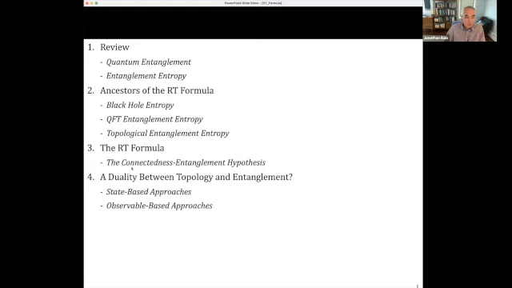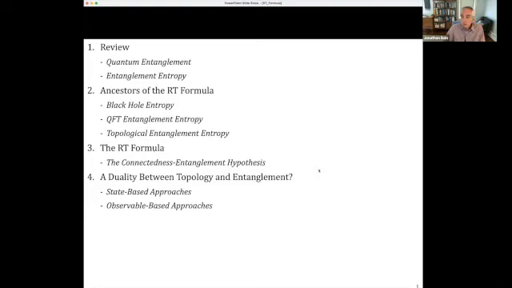Here I'd like to discuss one interpretation of it given by Van Raamsdonk fairly recently that I'll call the connectedness entanglement hypothesis. It's this interpretation that suggests that the RT formula states a duality between entanglement on the boundary with certain, as we'll see, spatial-temporal constructions in the bulk. And I'd like to consider the extent to which we can consider it to be a duality in part three.